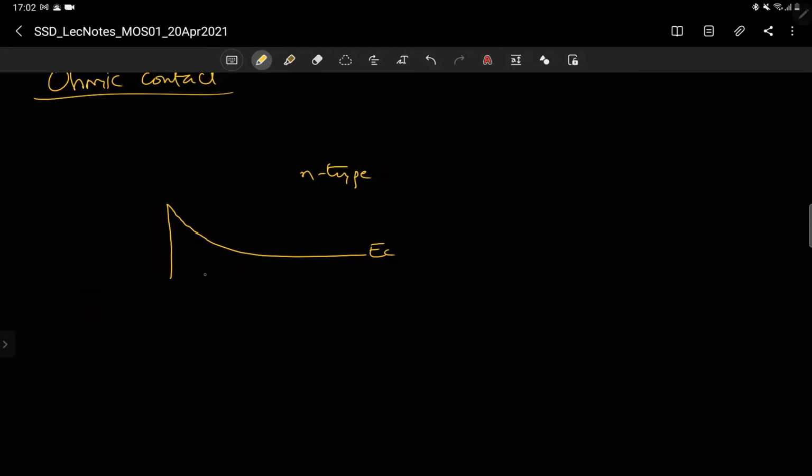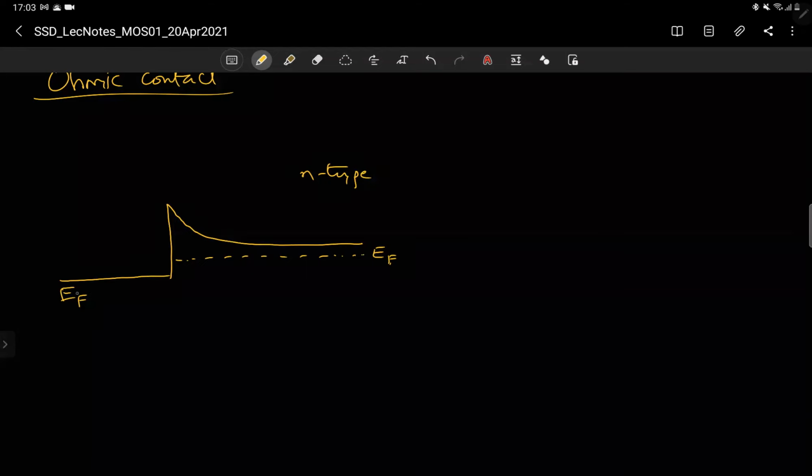So earlier this is EF. So this side will go down a little bit. In other words, if I keep this side constant, this side will rise up. So my EC will go up like this, and EF will come like this. Okay.